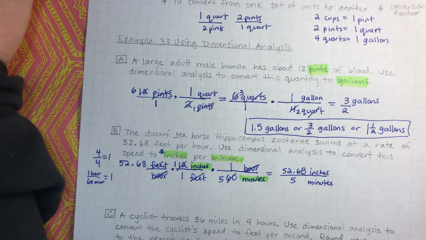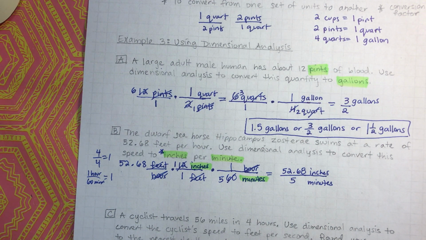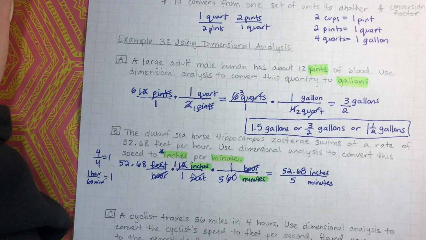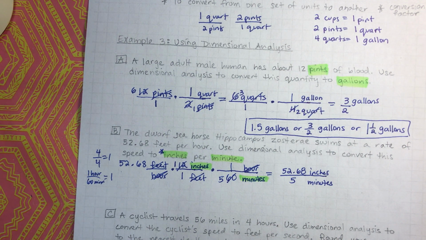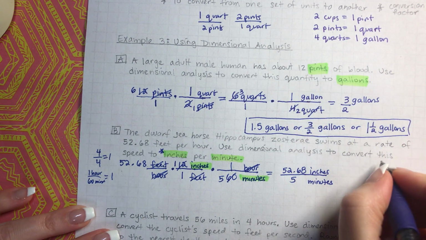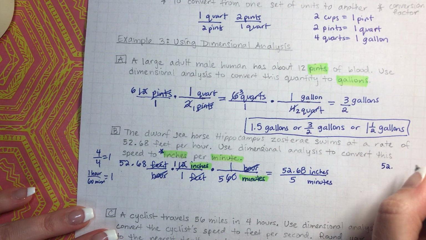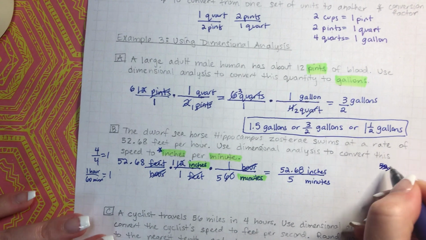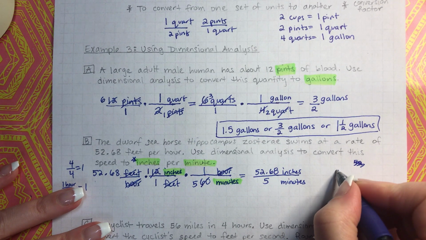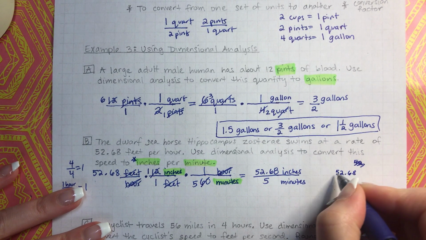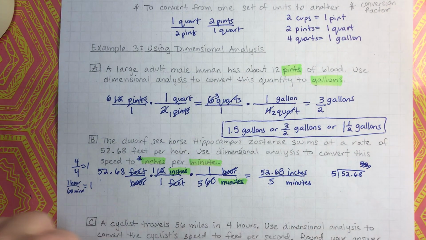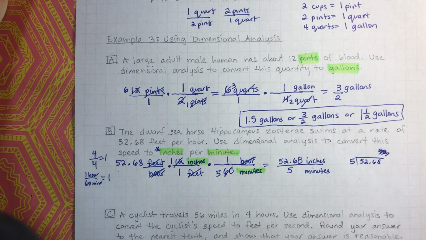So does anybody remember how, if we needed to make this a unit rate, how we would do that? Yeah, we would need to just divide that by 5. So how about you guys go ahead and do that on your own right now. 52.68 divided by 5. So go ahead and figure out what that is.